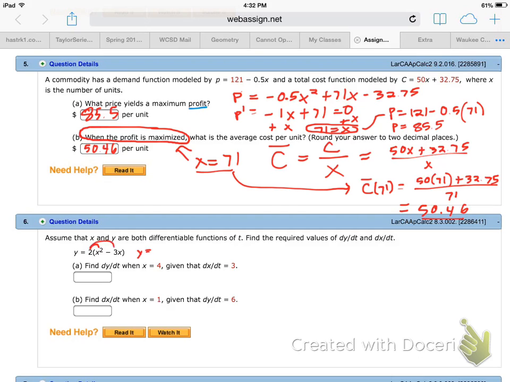Number 6 here. If you distribute that 2, this makes the derivative a lot easier. And it says find dy dt. That's implicit differentiation. So to get that, you take the derivative of each side with respect to t. That means dy dt on the left, and then your regular derivative on the right, but don't forget the dx dt after each derivative.